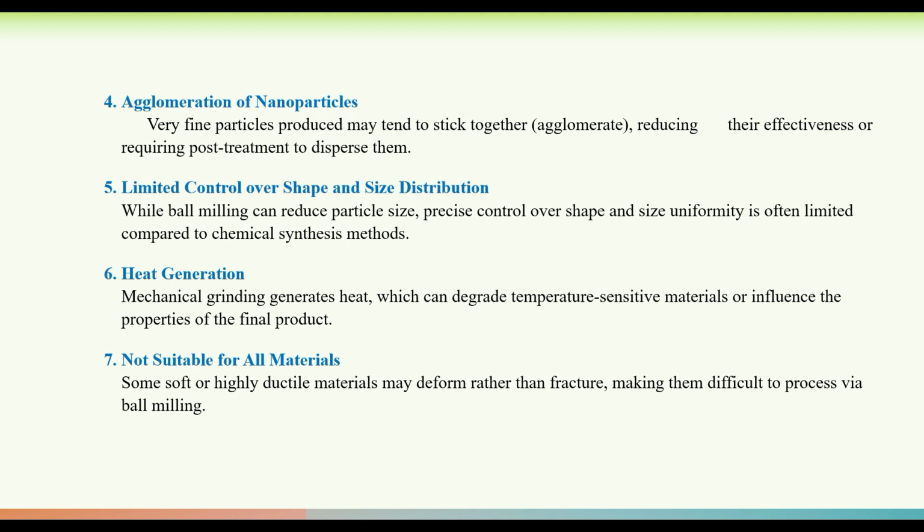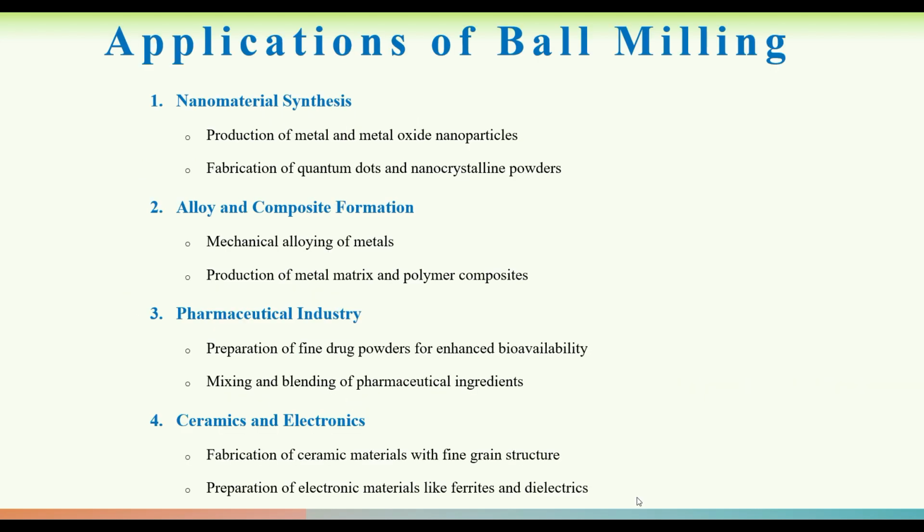Mechanical grinding generates heat, so obviously that can degrade temperature sensitive materials or influence the properties of the final product. And it is not suitable for all materials. Some soft or highly ductile materials may deform rather than fracture, making them difficult to process via ball milling. And these are the applications of ball milling.